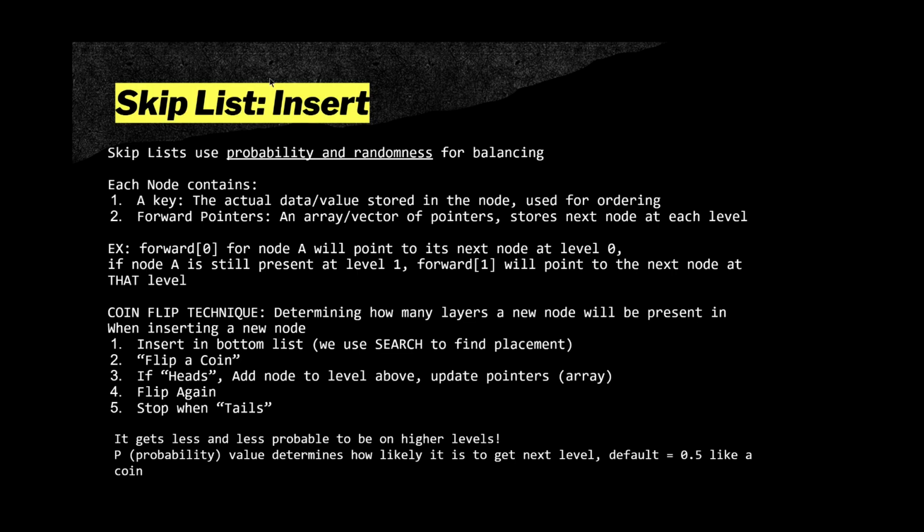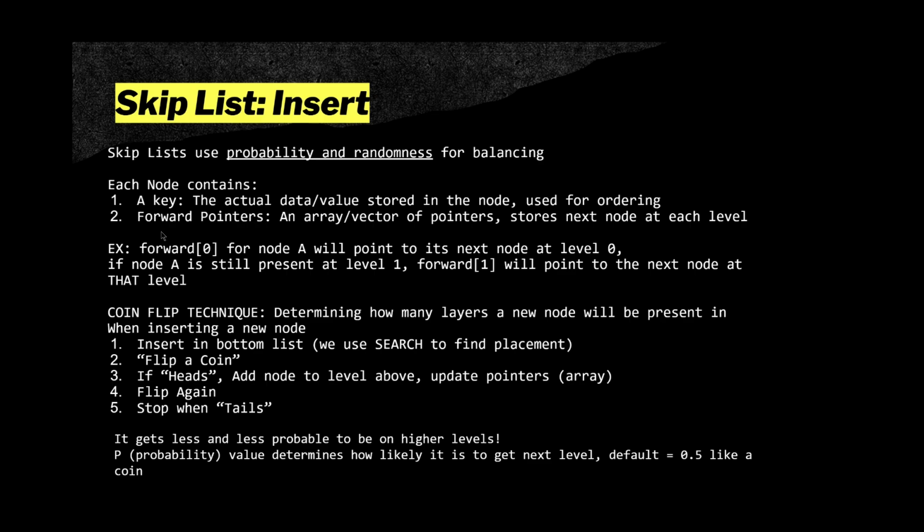So let's look at how we insert into a skip list. Skip lists use probability and randomness for balancing, basically to decide what nodes are going to make it to the upper levels. The structure of each node contains a key, which is the actual data or value stored in the node. This data is used for ordering. In the last example, that was the numbers. And then we have to store the forward pointers at each level.